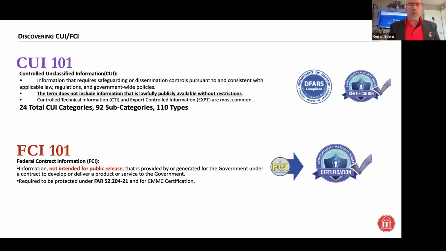Now, federal contract information is also a part of the CMMC requirements, okay? It is not CUI, in the sense that it is information that's not intended for public release, okay? But it's provided by the government to the contractor, or generated by the contractor on behalf of the DoD, or on behalf of the federal government.